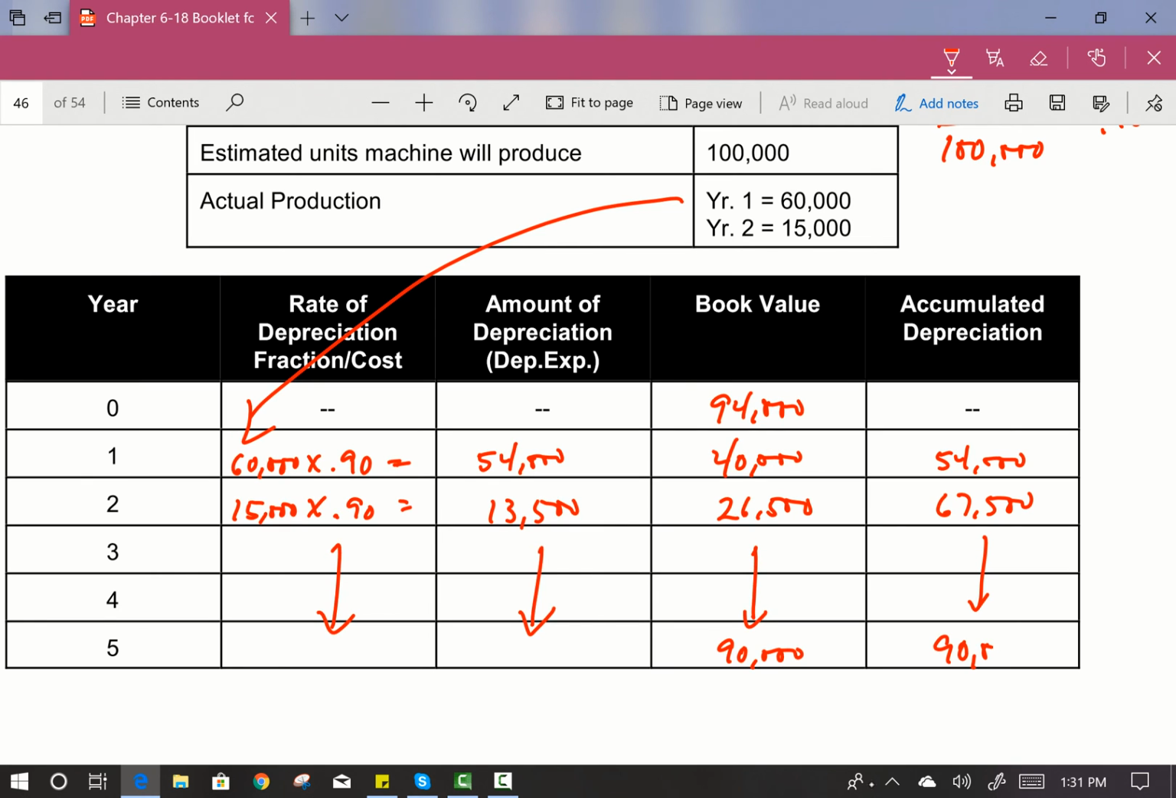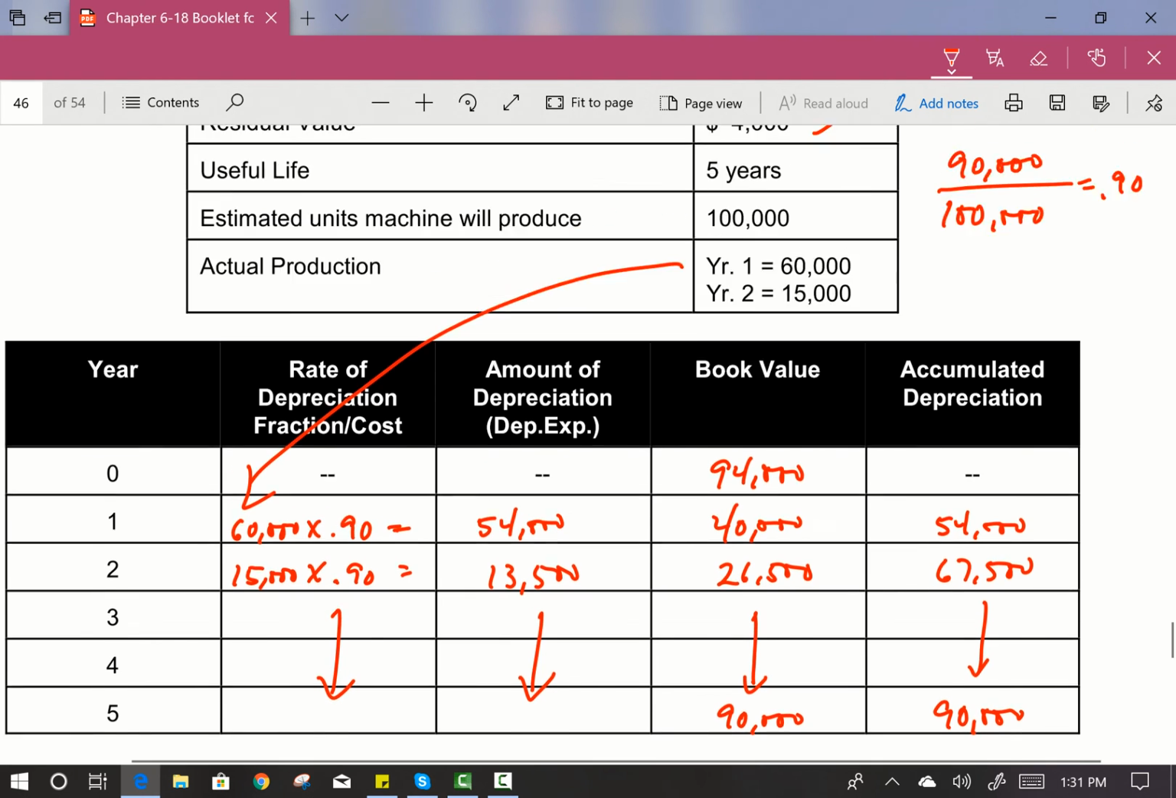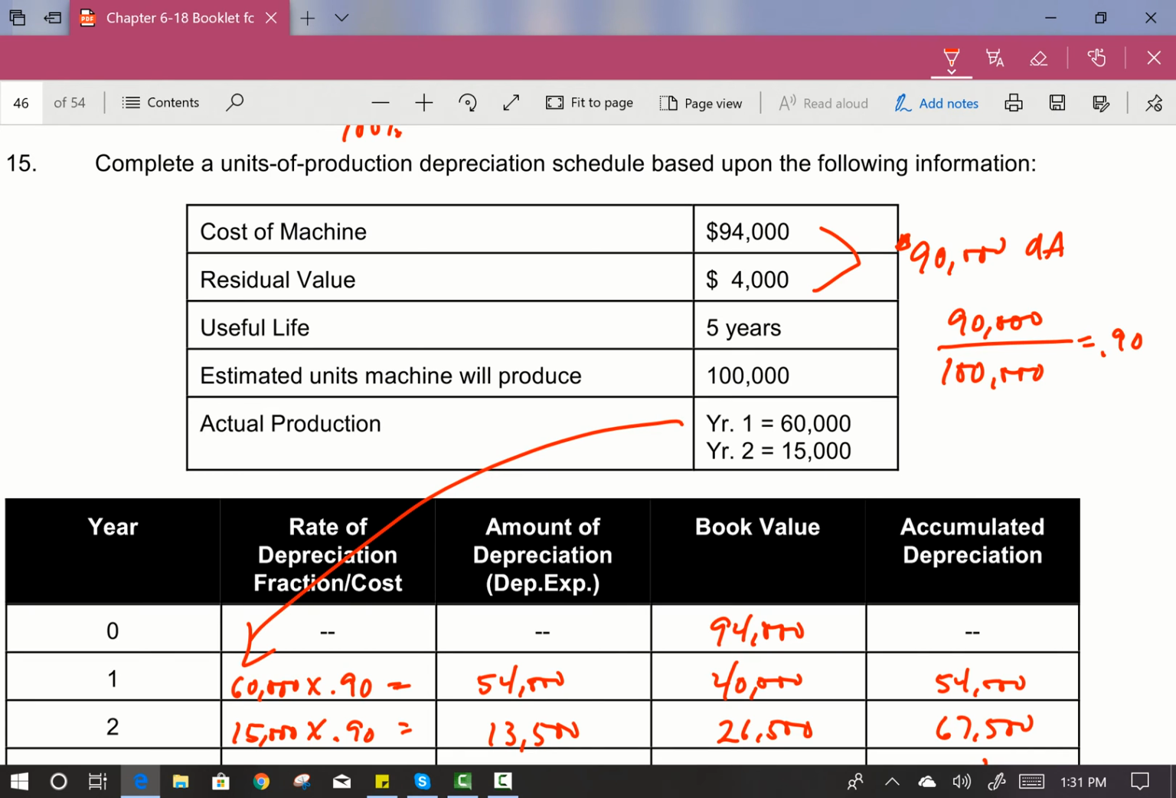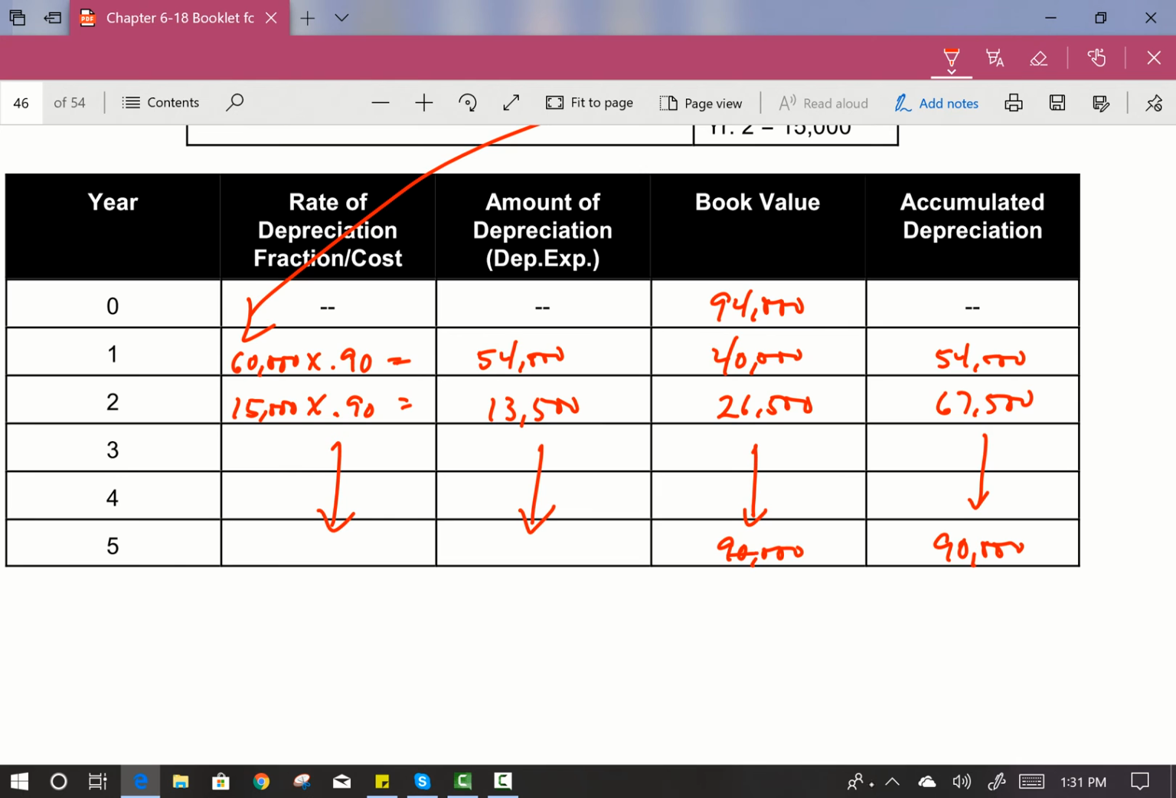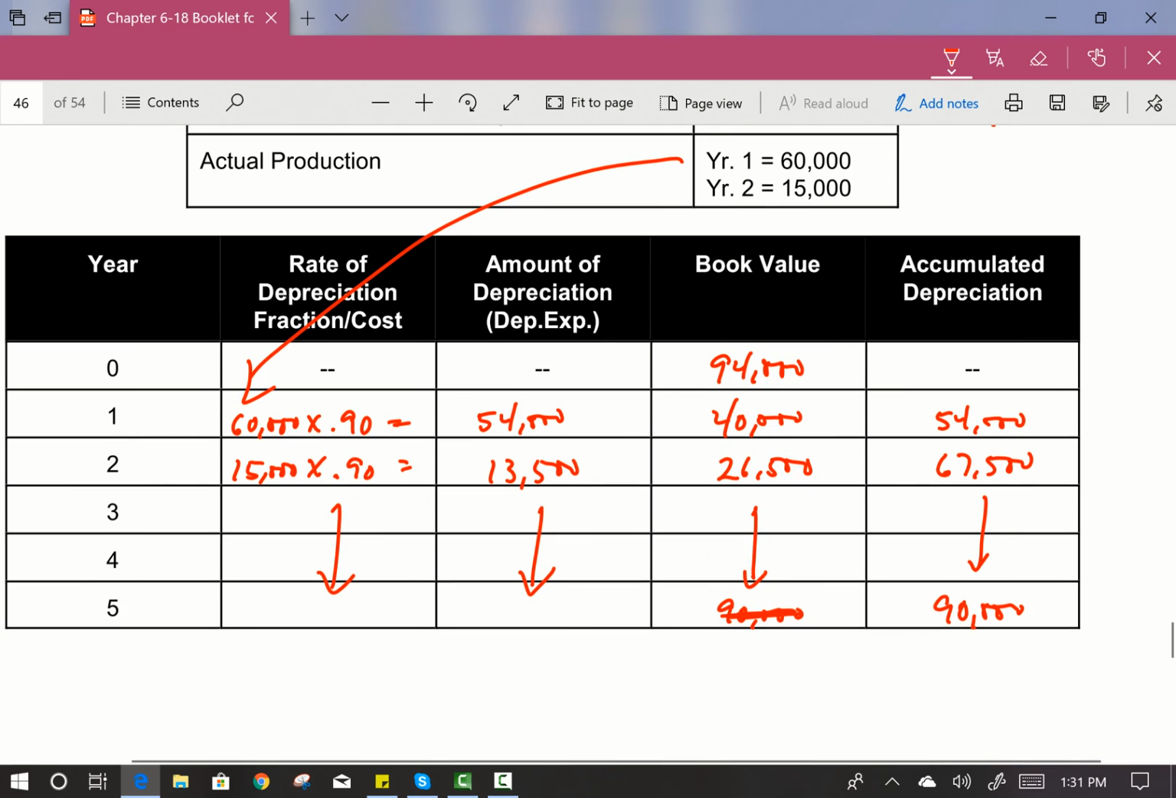Which would be the cost less the residual value of $90,000, which means I wrote that in the wrong location. So I'll mark that out. And the book value would go to no less than $4,000. Sorry about that.